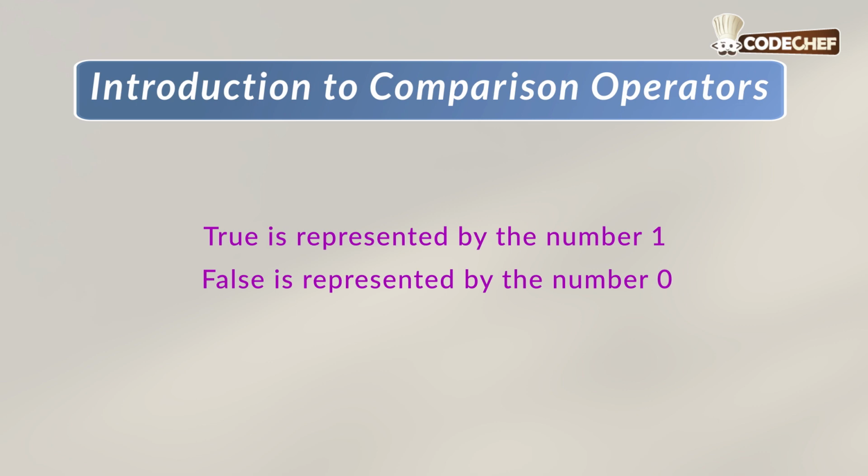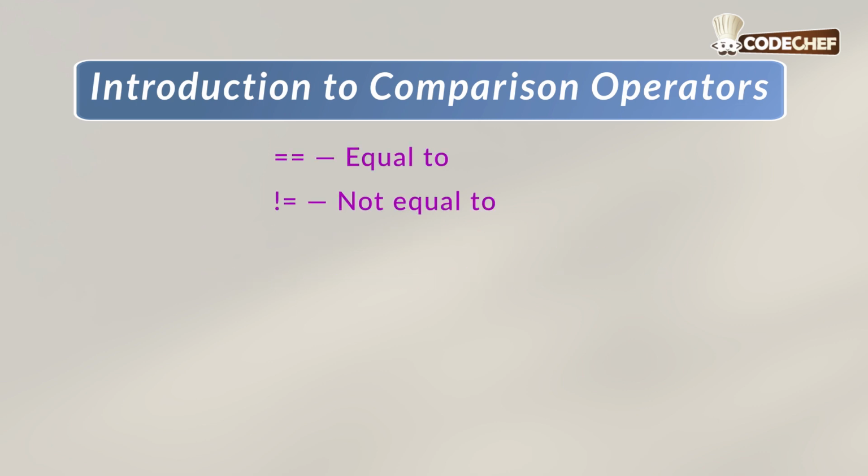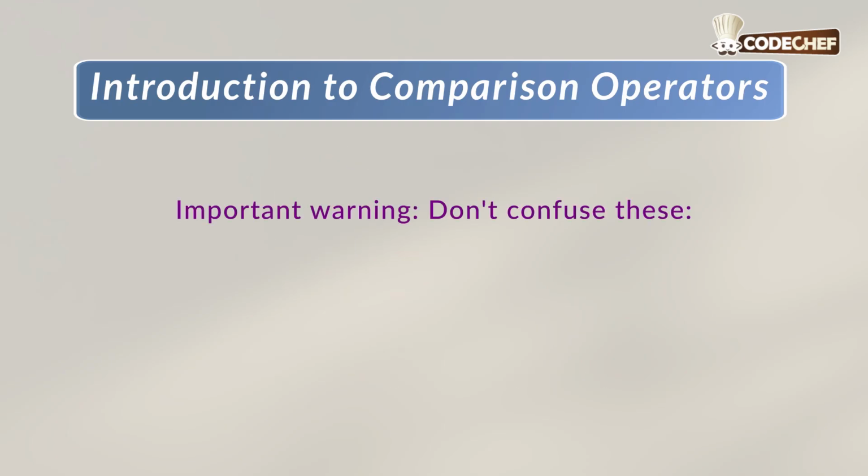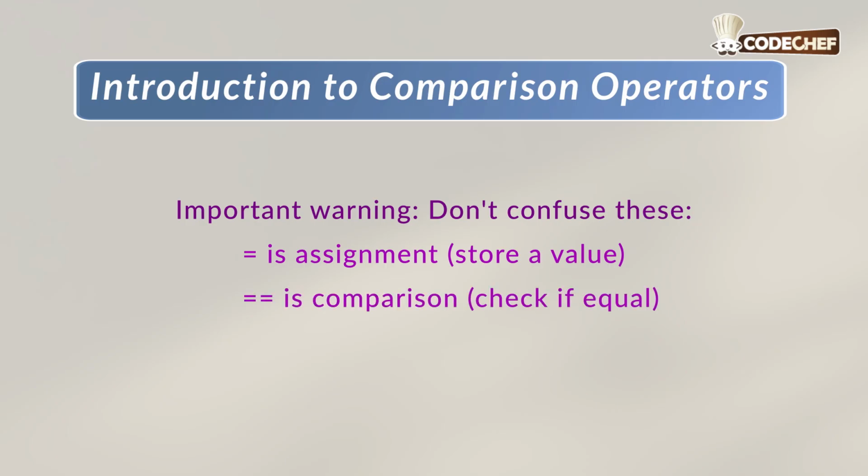In C, we use these comparison operators: equal to, not equal to, greater than, less than, greater than or equal to, and less than or equal to. In this video, we'll focus on the first two, equal to and not equal to. It is important to understand that a single equal sign is the assignment operator and a double equal sign is the comparison operator. This is a very common mistake, so let's be careful.